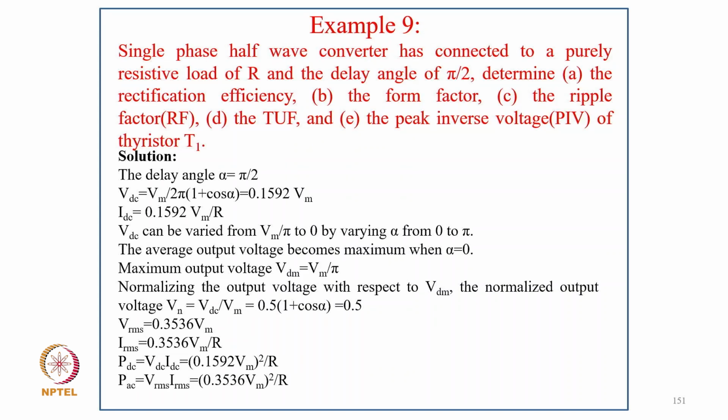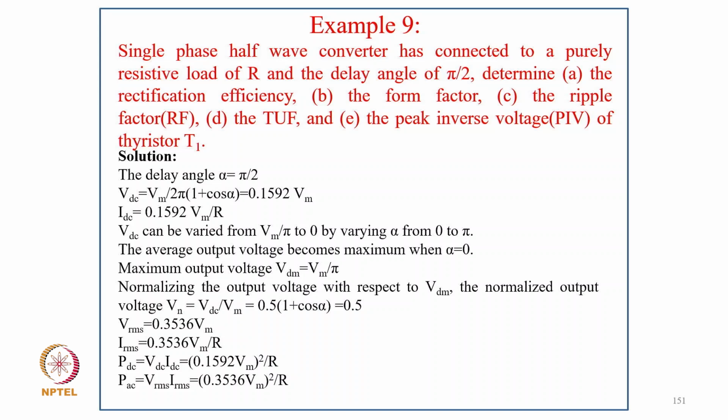Coming to example 9: a single phase half wave converter is connected to a purely resistive load R with delay angle of pi by 2. Determine the rectification efficiency, form factor, ripple factor, transformer utilization factor, and peak inverse voltage of thyristor T1. So delay angle alpha equals pi by 2, and VDC equals Vm by 2 pi times 1 plus cos alpha, that becomes 0.1592 Vm. IDC equals 0.1592 Vm upon R. VDC can be varied from Vm by pi to 0 by varying alpha from 0 to pi.